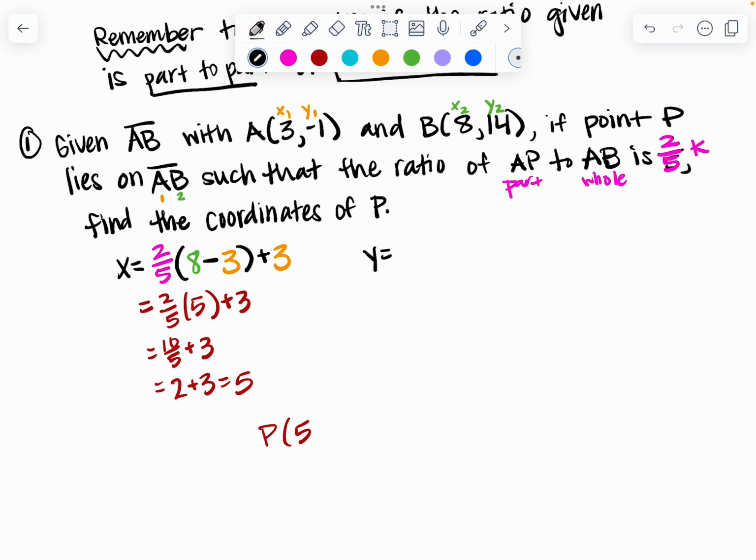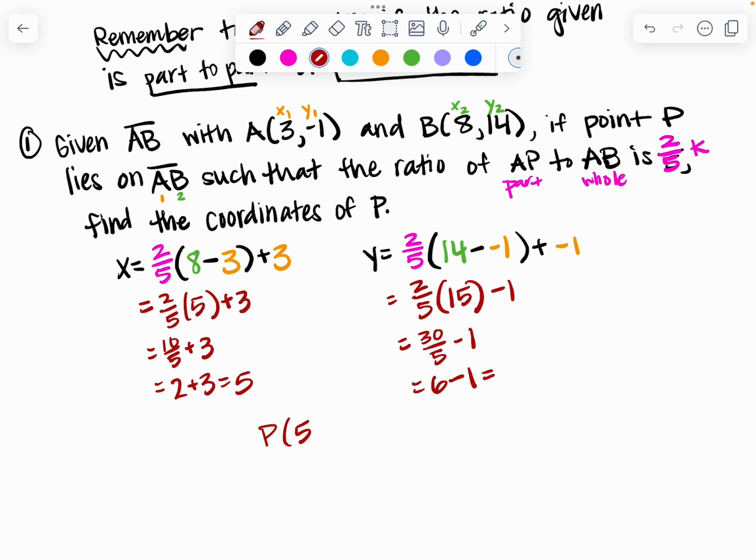Now let's find y. y2 is 14 minus y1 is -1, plus -1. Okay, so now we have 2 over 5 times 14 minus -1, which is 15, minus 1. 30 over 5 is 6, minus 1 is 5. So the y value is also 5. So point P is at the coordinates 5, 5.